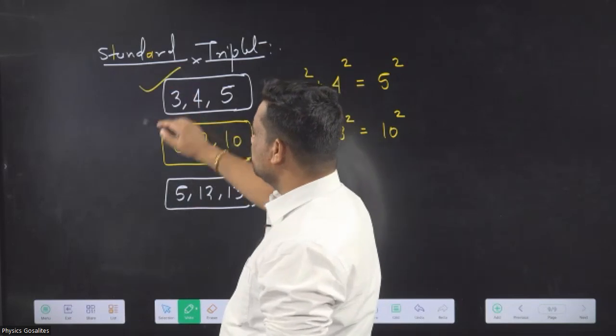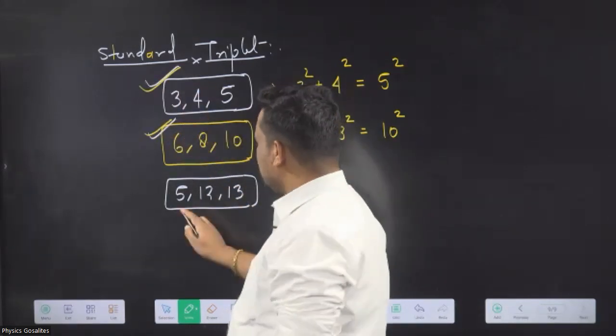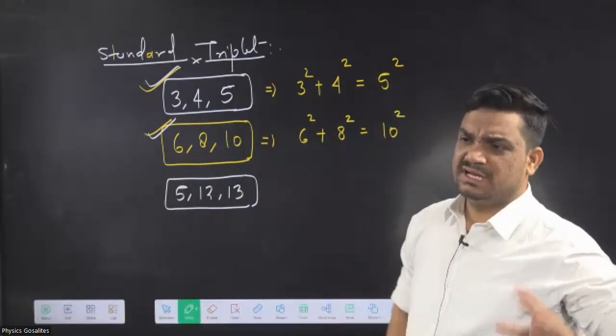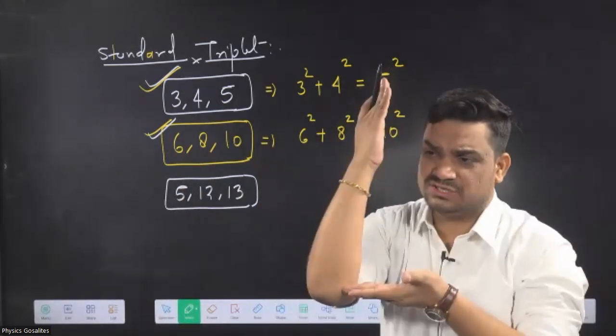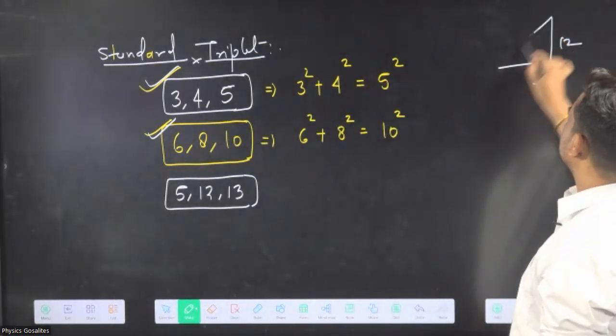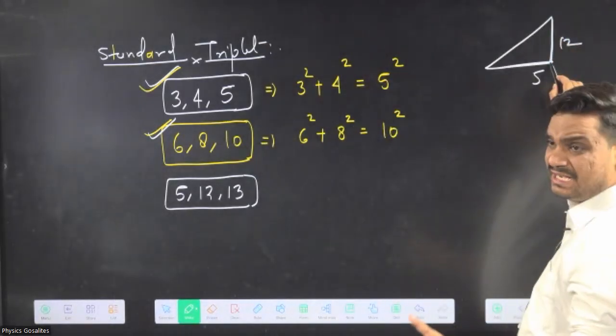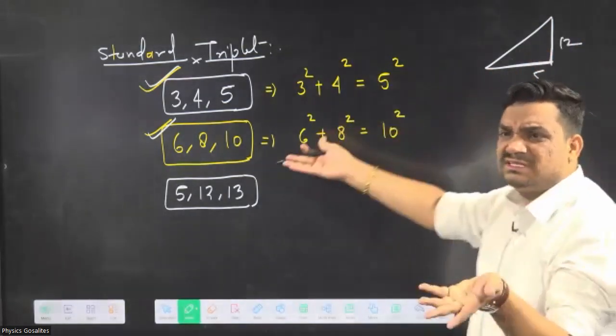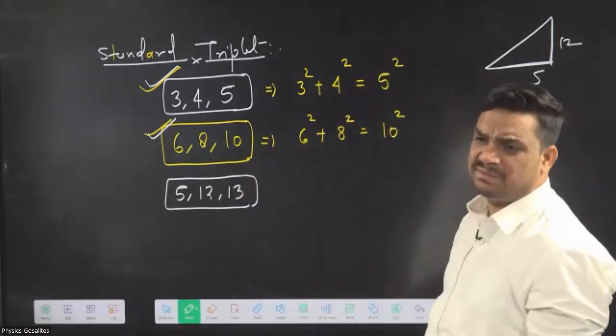These two triplets we use a lot of the time. Somewhere in some numericals this comes: 5, 12, 13. Suppose one side is 12 and the other side is 5. You can say, sir, I can easily find it. Yes, you can find it, but it will take time: 5 square, 12 square. When you know that this is the standard triplet, we can directly say 5, 12, 13.